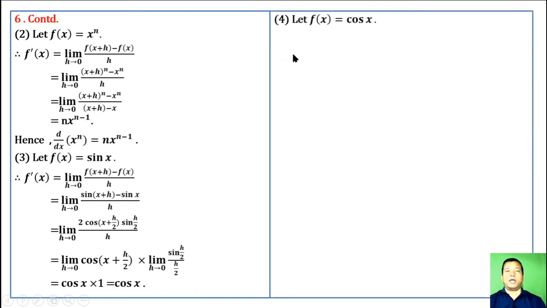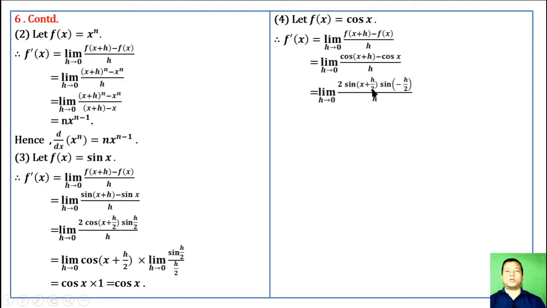Number 4, let f(x) = cos x. Therefore, f'(x) equals the limit as h tends to 0 of [f(x+h) - f(x)]/h. Giving their values, for this we have cos(x+h) - cos x. Express this difference as a product using the appropriate formula, we get minus 2 sin of their sum by 2, that is (x+h)/2, into sin of (x-h)/2, that is minus h/2.